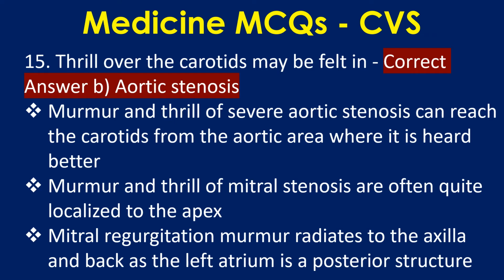Murmur and thrill of severe aortic stenosis can reach the carotids from the aortic area where it is heard best. Murmur and thrill of mitral stenosis are often quite localized to the apex. Mitral regurgitation murmur radiates to the axilla and back as the left atrium is a posterior structure.